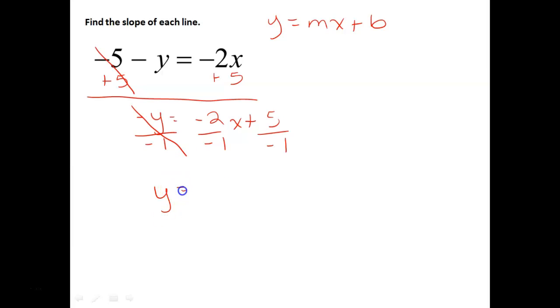So now I have y equals positive 2x minus 5 divided by negative 1 is negative 5. So now that I've solved for y, what is my slope? It is 2.